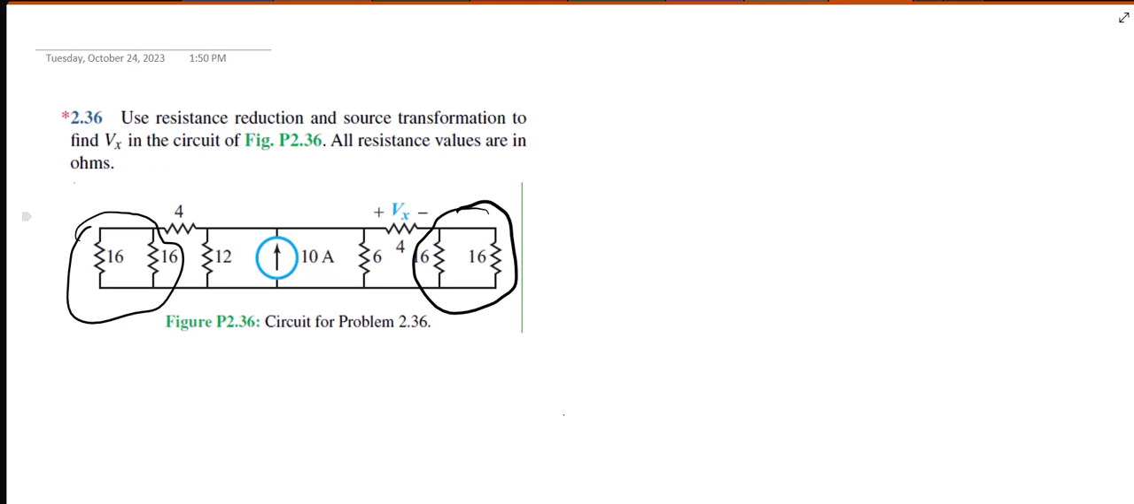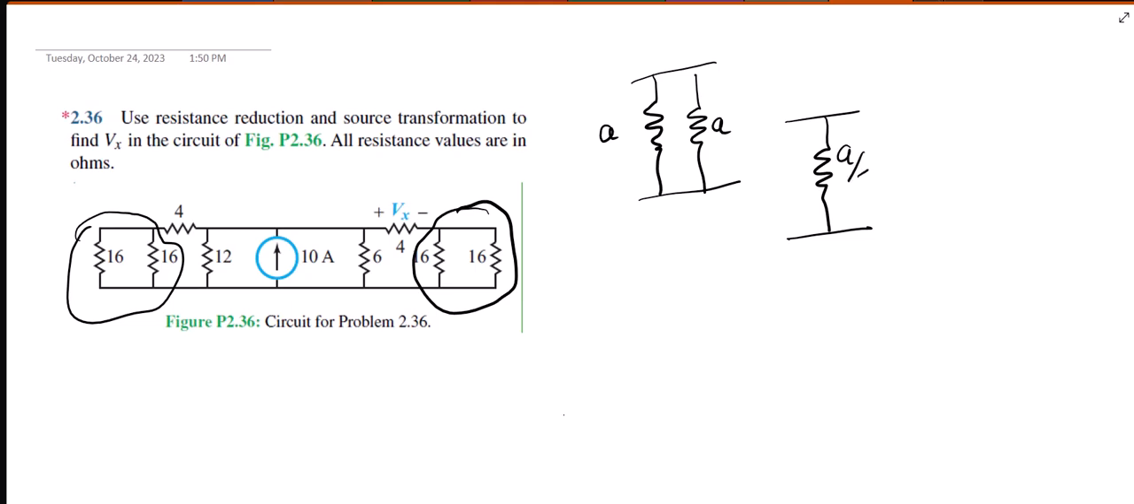Now, a little shortcut you can take is if you ever have 2 resistors in parallel that are the same resistance, so let's say both of these are A, then the equivalent resistance of both in parallel is A over 2, it's half. That's what you would get if you did product over sum. You could prove it with the formula. But in a test situation, if you have 2 identical resistors in parallel, don't waste time. Just say, okay, that's equivalent to an 8 ohm resistor right there.